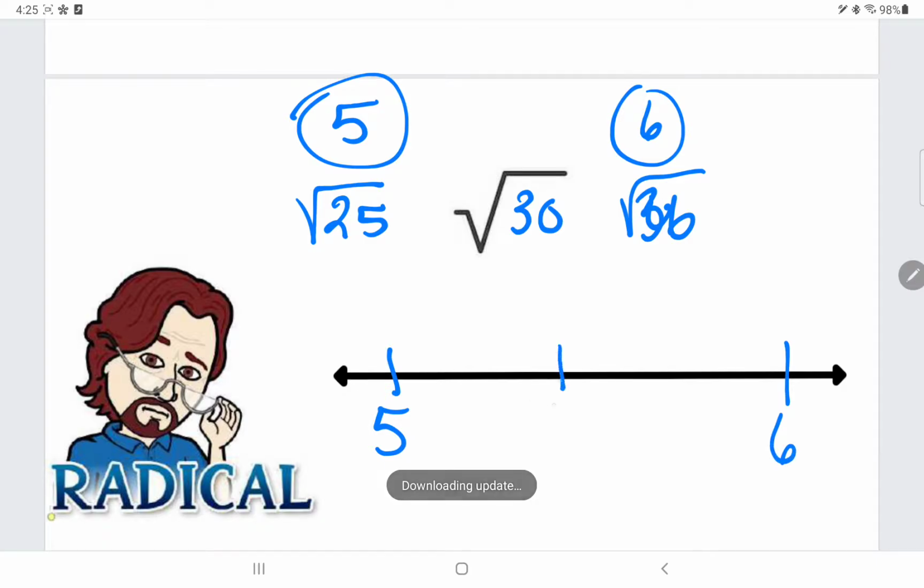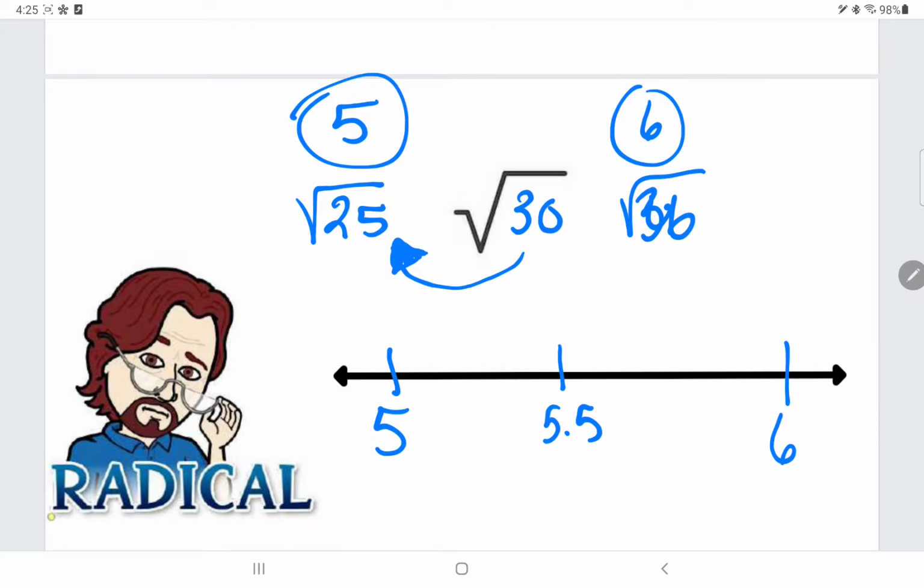In between is going to be 5.5. That makes sense because in between 5 and 6 is 5.5. Now the next question we have to ask ourselves is, what's it closer to? 25 or is it closer to 36? It's almost right in the middle. So it's 5 away from 25 and 6 away from 36. So it's slightly closer to 25. That means that it's going to be a little bit below the halfway mark.